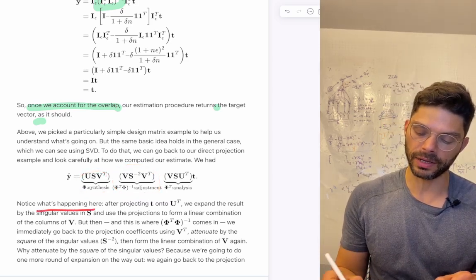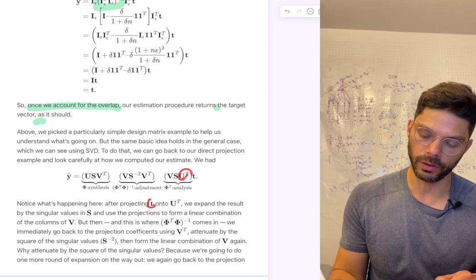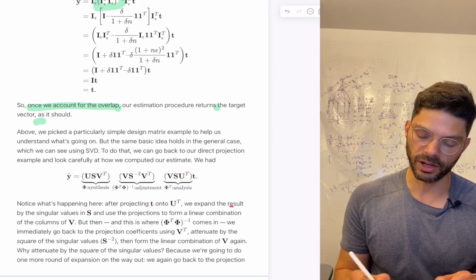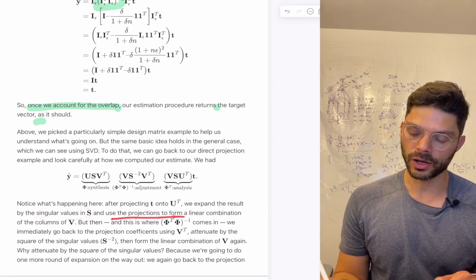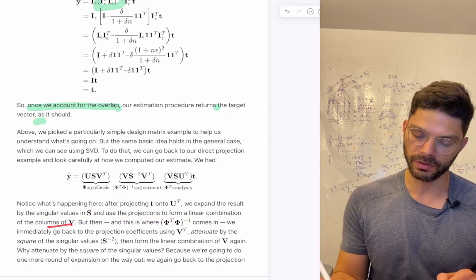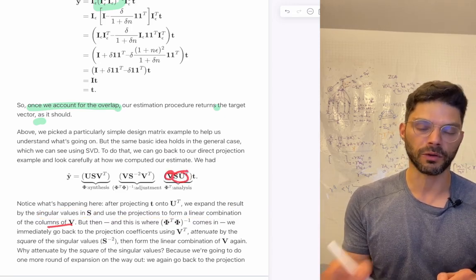So notice what's happening here. After projecting T onto U transpose, we expand the results by the singular values in S, and use the projections to form a linear combination of the columns of V. So whatever the result is, we'll use that to form a combination of V.